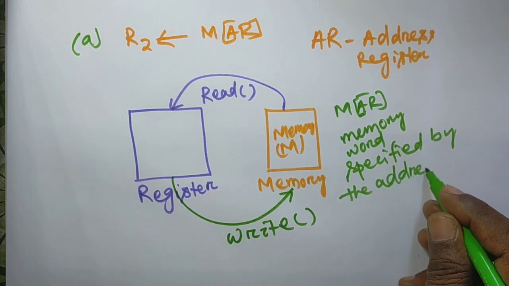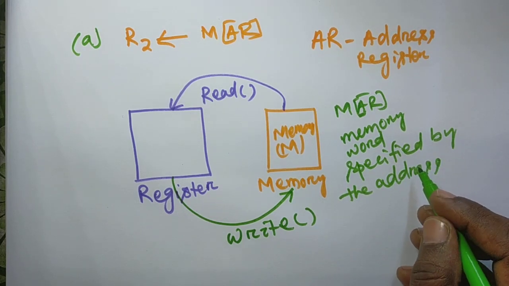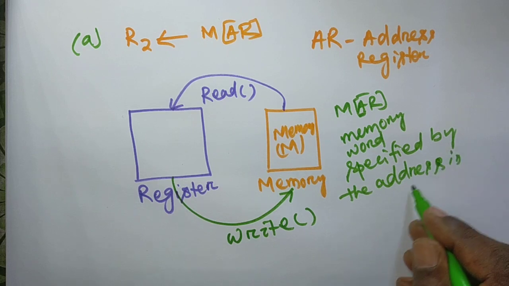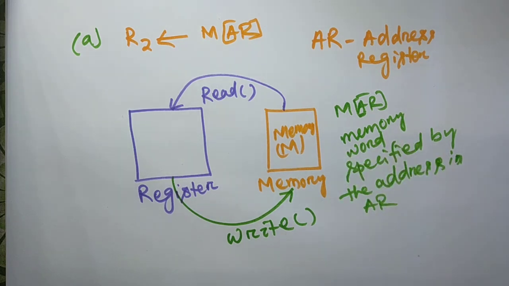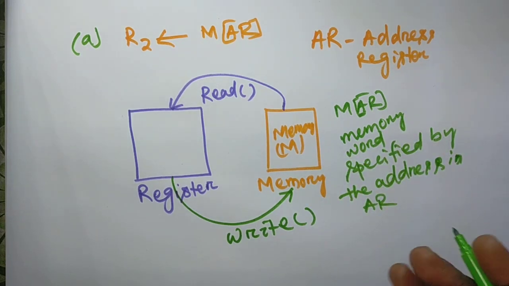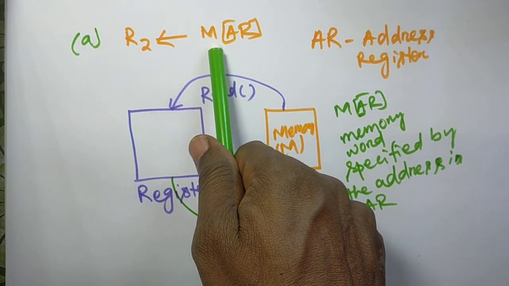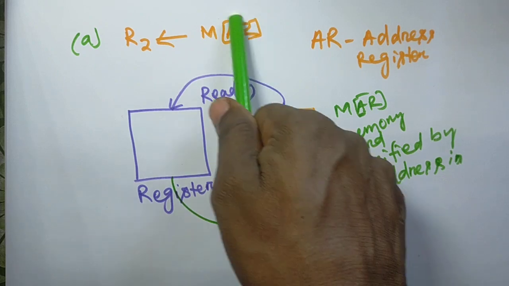Okay, in this way we can also define the address in AR. It is meaning like this. Okay, and that word transfers to register. That means, very simple, memory data, memory content transfers to register.